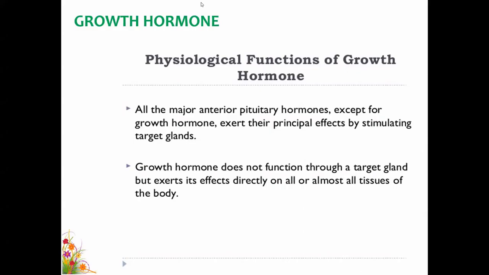It exerts its function directly, affecting almost all tissues of the body. Again, I'm explaining: all the other anterior pituitary hormones will have an effect on a specific target gland. For example, TSH, thyroid stimulating hormone, will affect the thyroid gland, and it will help for the secretion of thyroxine from the thyroid gland. We already studied one chart.